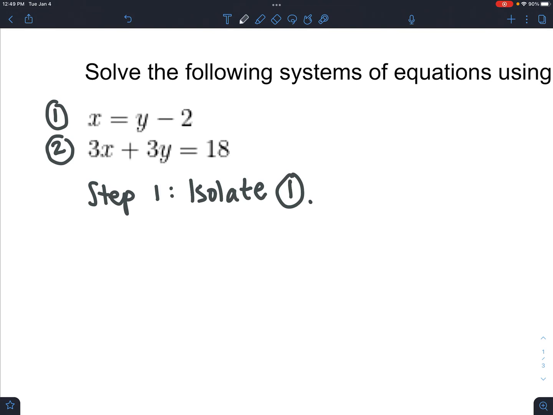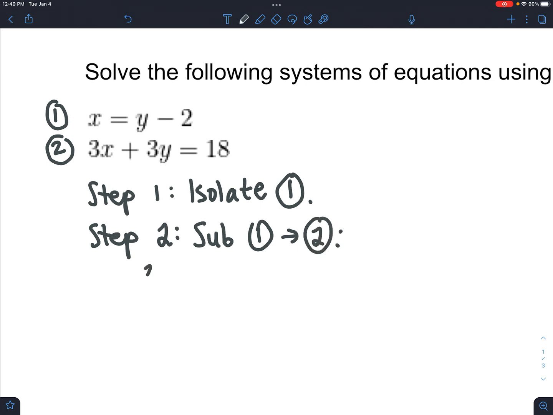But my first equation is already solved for x, right? So I can just move on to step two, which is plugging it into another one. So it's going to be substituting 1 into 2. So what that looks like is anywhere there's an x, I'm going to replace it by y minus 2.